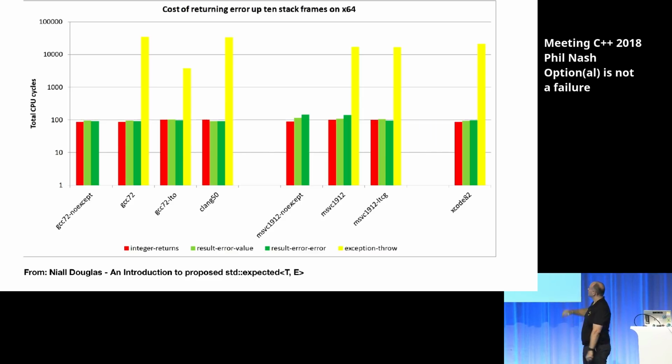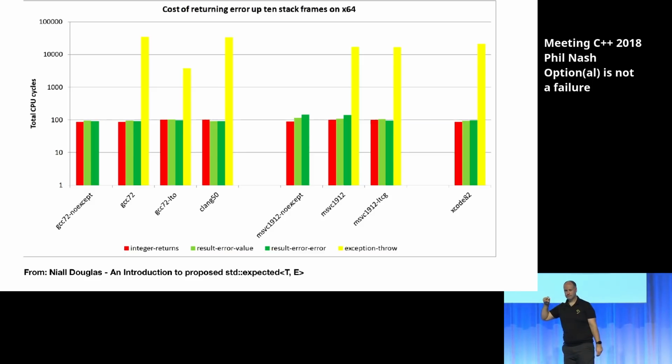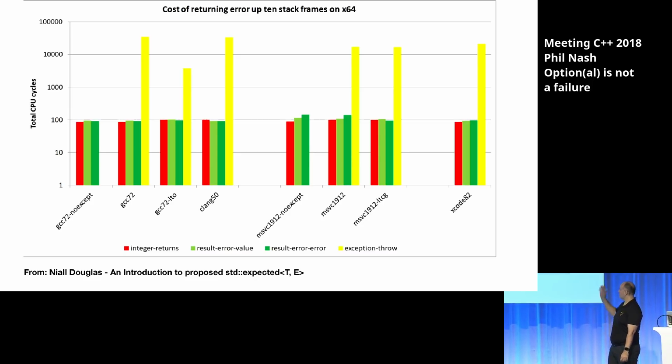The yellow bars are by exception. The other bars are various types of error returns. The differences between them are not important for this. The y-axis is exponential. And that means that the cost of exceptions, this is on the error path, the cost of exceptions is 2 to 3 orders of magnitude slower than the error returns. Let that sink in for a moment. That's pretty serious. On all these different compilers, all about the same. It was Niall's finding. That's pretty damning.